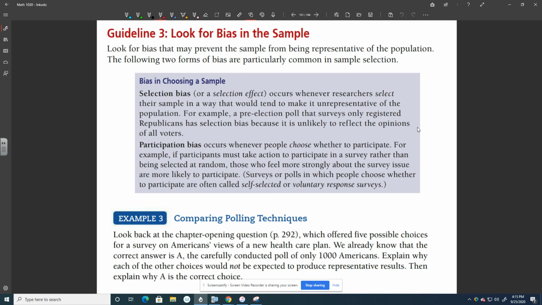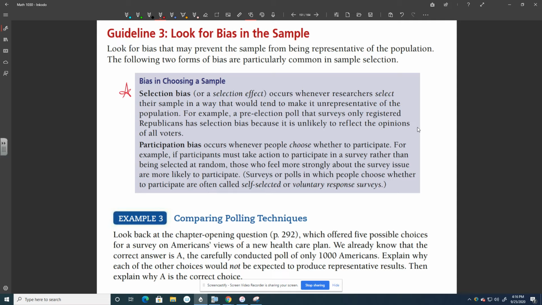Okay. Number 3, look for bias in the sample. And there's a few different types of bias, but bias basically means when you selected this sample, was it a fair sample? Okay. So the 2 ways that this happens, one of them is selection bias. And this occurs, the 2 examples are right here for you if you want to copy some of that down. But this occurs when researchers select their sample in a way that might not represent the population they should.